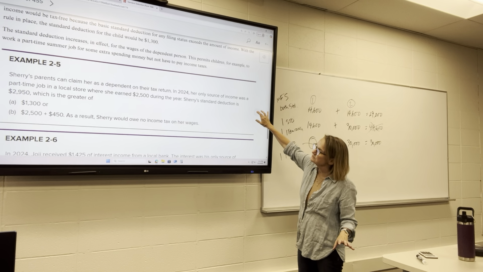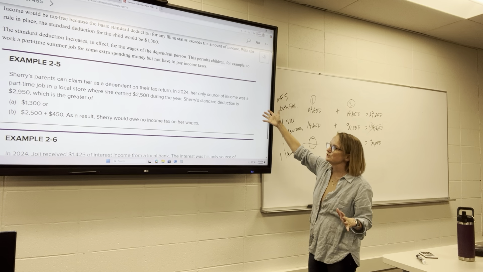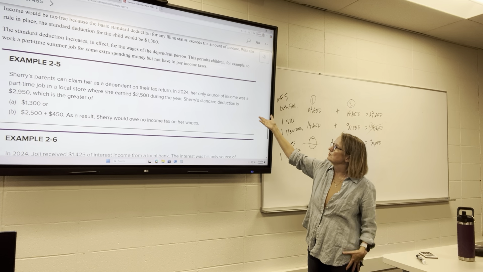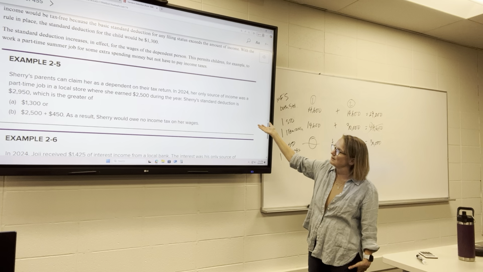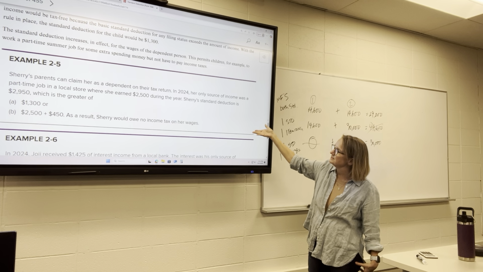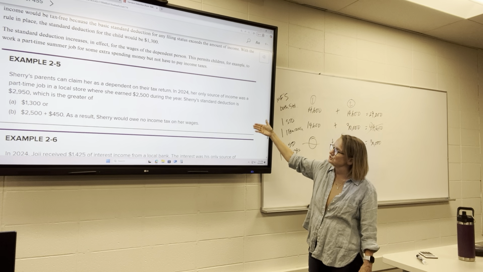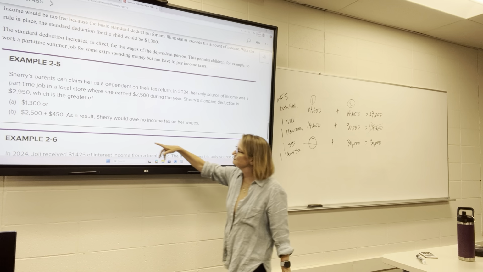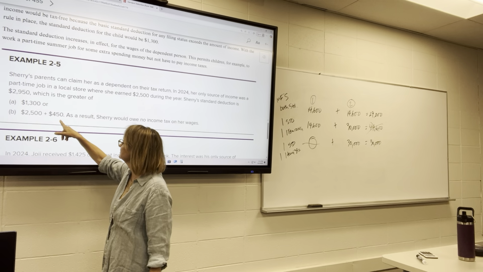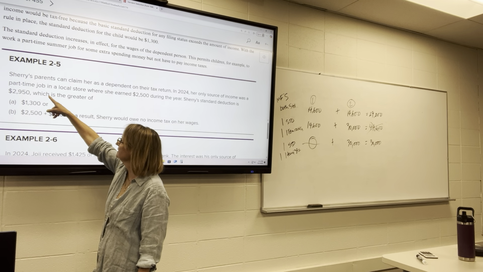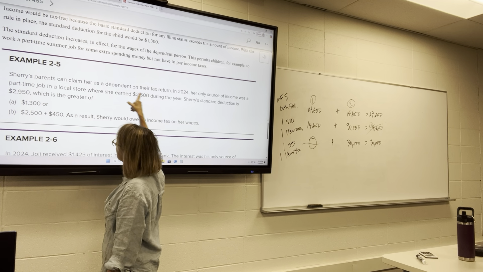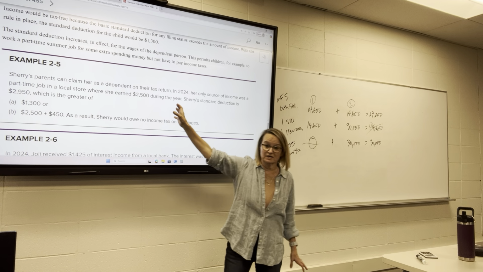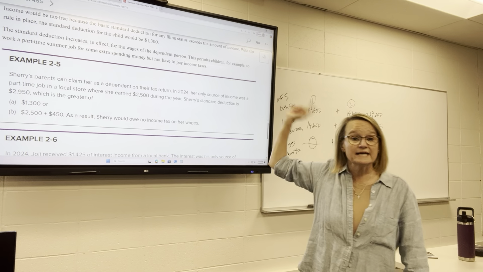So here's an example again. Sherry's parents can claim her as a dependent on their tax return. In 2024, her only source of income was from a part-time job at a store. She earned $2,500 during the year. Her standard deduction is $2,950, which is going to be the greater of $1,300 or her earned income of $2,500 plus $450.